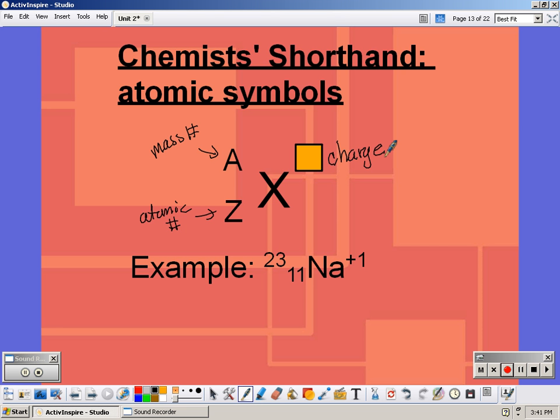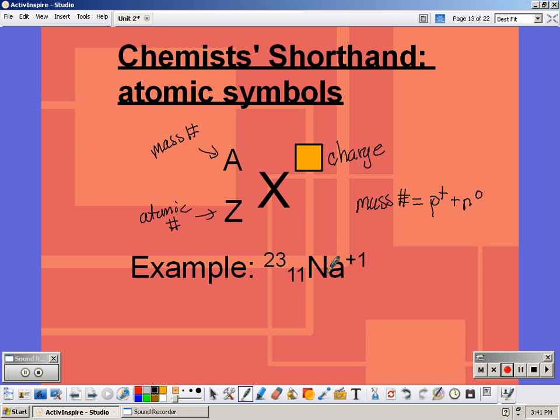So if we look at the example of sodium, sodium has a mass number of 23, and it has an atomic number of 11, and it has a charge of +1. Now it's important to remember that mass number is equal to protons plus neutrons. Mass number is specific for an atom, where the molar mass or average atomic mass is specific to an element, which would include all of the different types of isotopes for that element. So this specific atom of sodium has a mass number of 23.